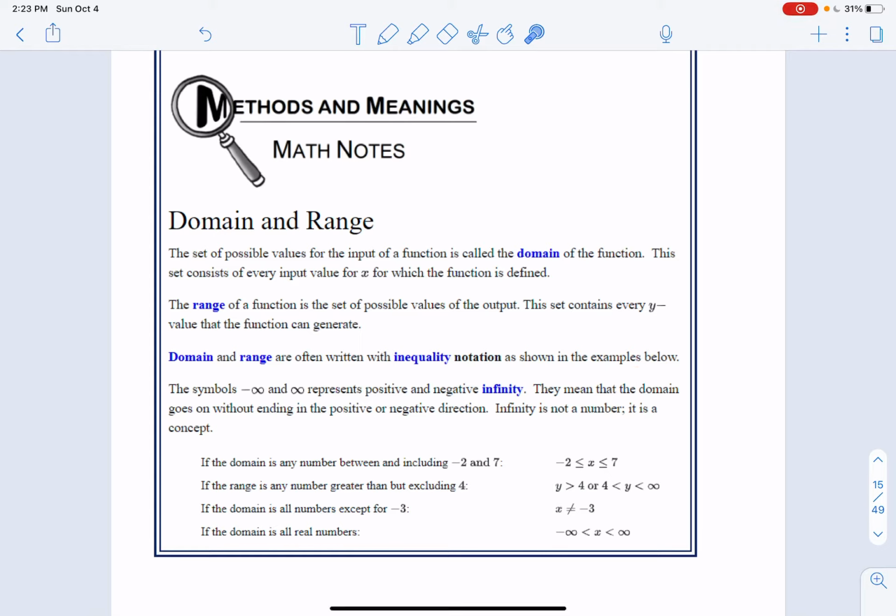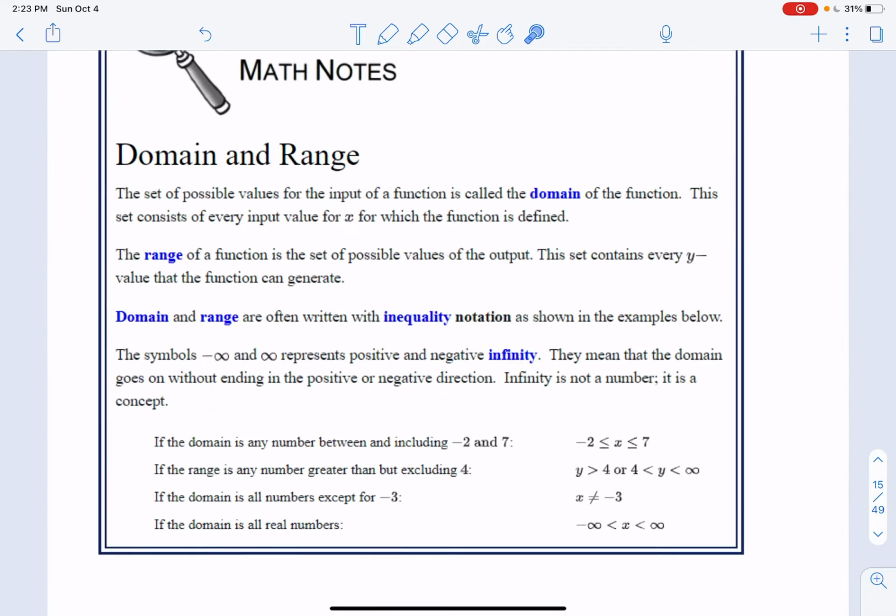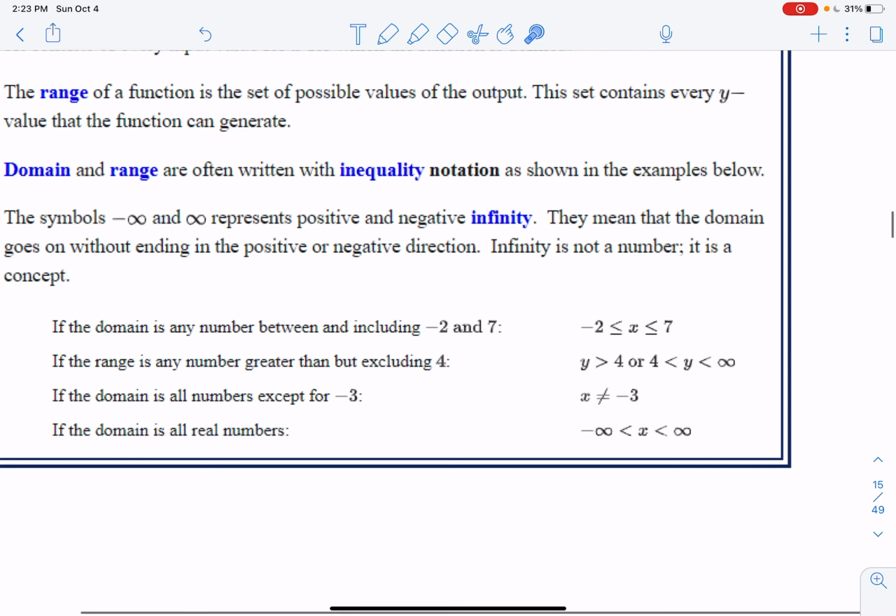And we kind of did that a little bit ago. Don't forget we also have these symbols here. Those are positive and negative infinity. They mean that the domain goes on and on without ending in the positive or negative direction. Infinity is not a number, it's a concept. So let's look at these examples here really quick.